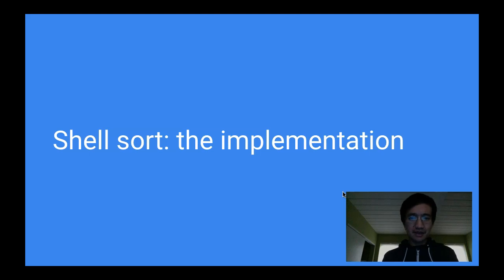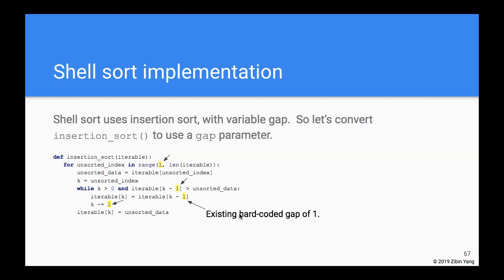Hi, so we're going to talk about how to implement shell sort. We've already said and saw that shell sort uses insertion sort, and the only difference is now we have gaps that can change. So let's convert insertion sort to use an additional gap parameter.